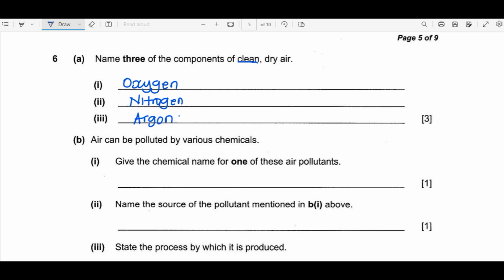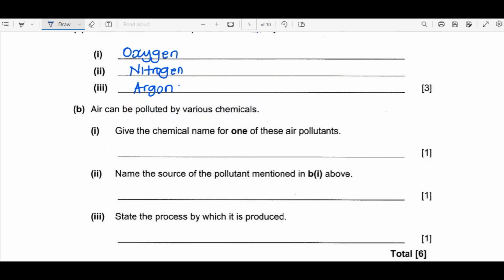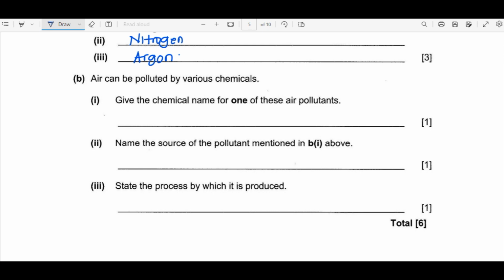Then air can be polluted by various chemicals. Give the chemical name for one of these air pollutants. Now, whatever gas that you are going to choose for this one, you have to make sure that you are able to answer the rest of the questions, like for Roman number 2 and 3, depends on the answer that you give. For example, if I choose carbon dioxide, we know that carbon dioxide causes global warming.